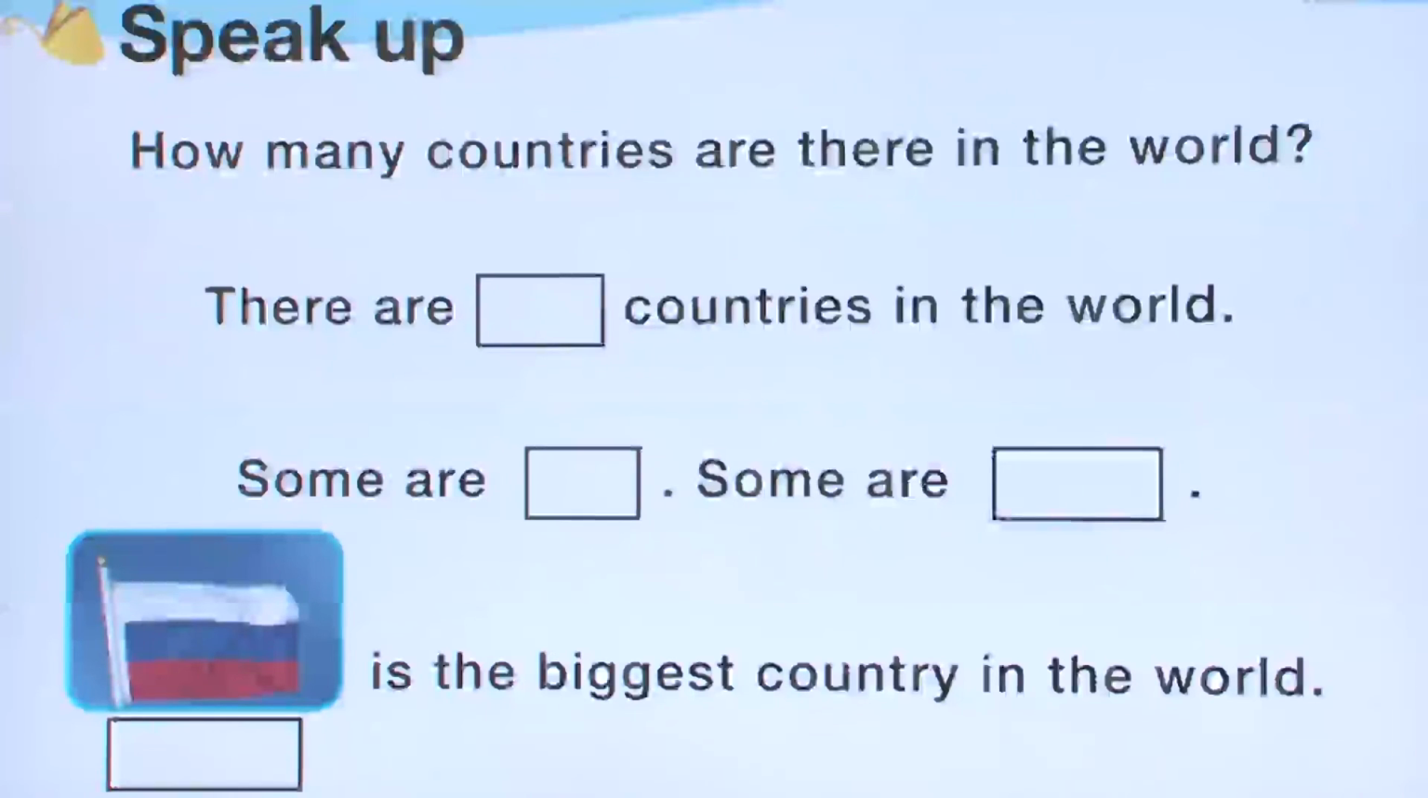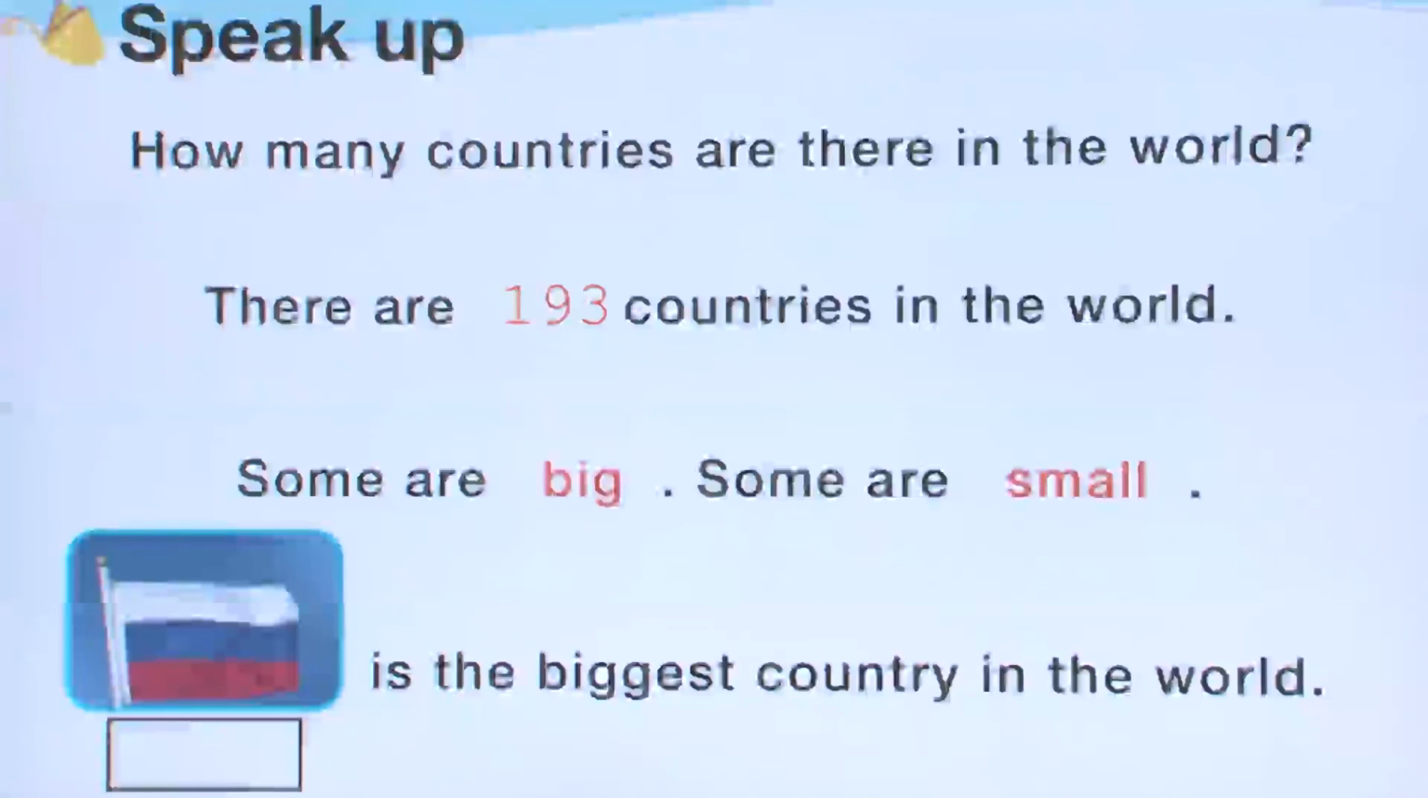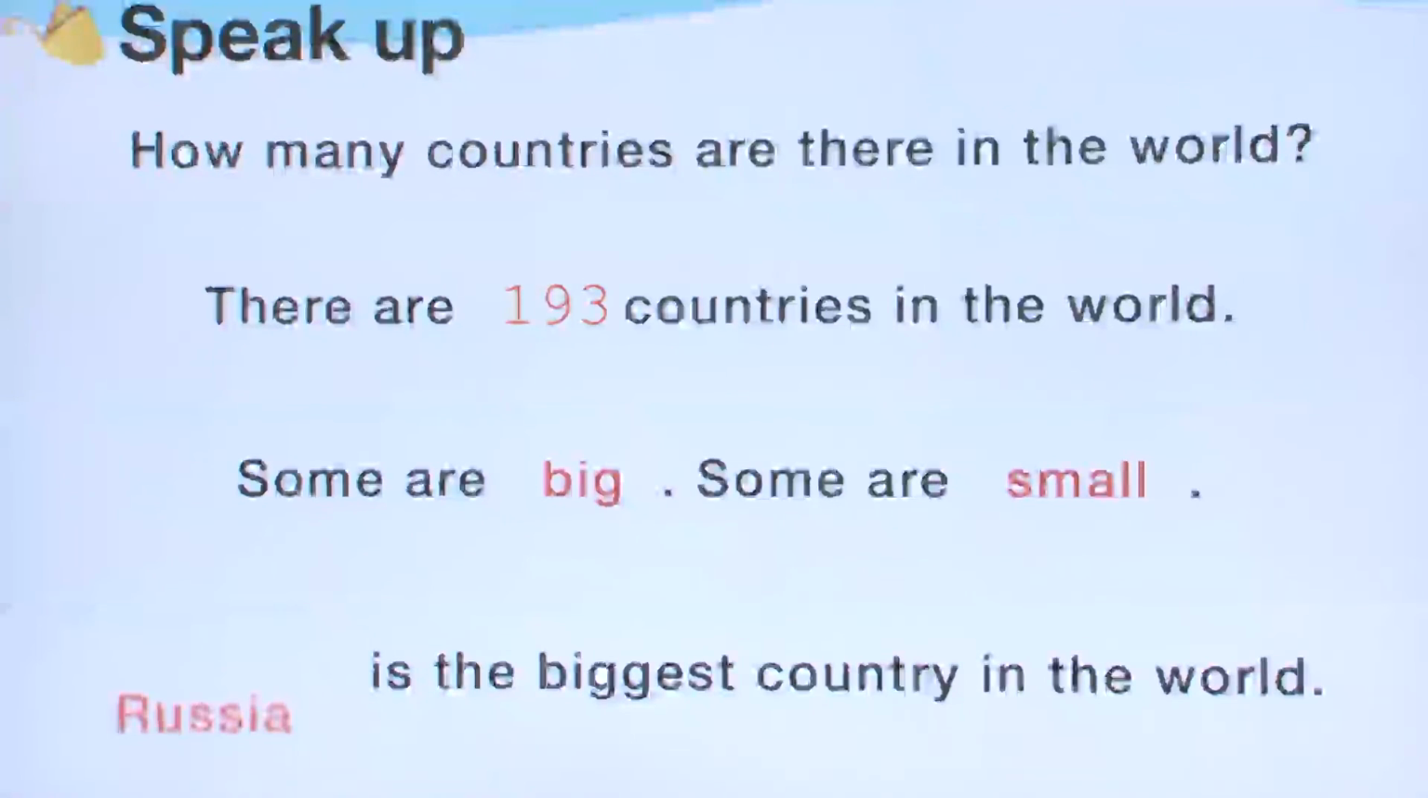Now, let's speak up together. Ready? How many countries are there in the world? There are 195 countries in the world. Some are big, some are small. Blank is the biggest country. Which country? Russia. Russia is the biggest country in the world.